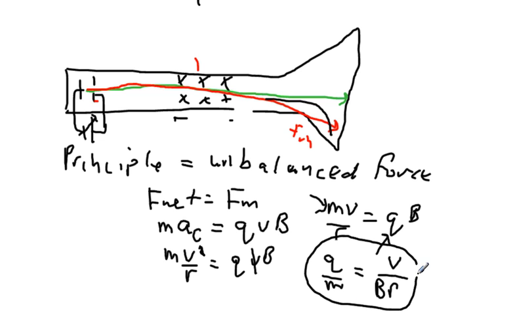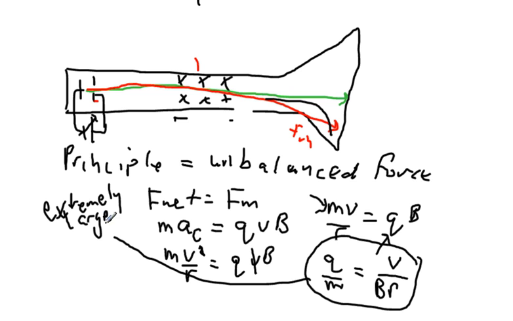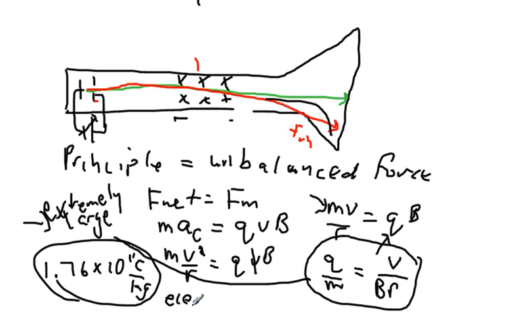So this equation right here is known as the charge to mass ratio. We knew the velocity, we knew B, we knew the radius, and so he calculated this charge to mass ratio, and he found out that it was extremely large. And it should be pretty big. If you think of 1 kilogram of just electrons, it would have a huge amount of charge. This number was around 1.76 times 10 to the 11 coulombs per kilogram. And that was the charge to mass ratio for an electron.